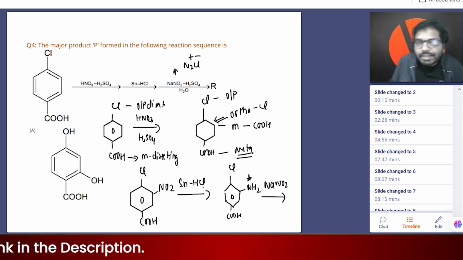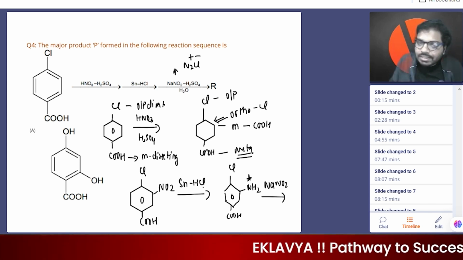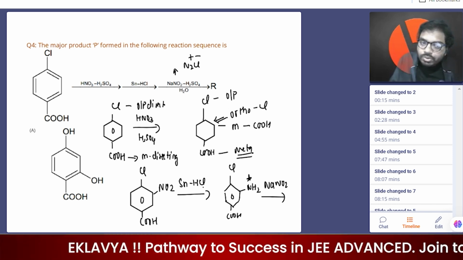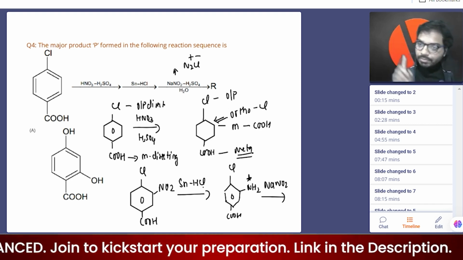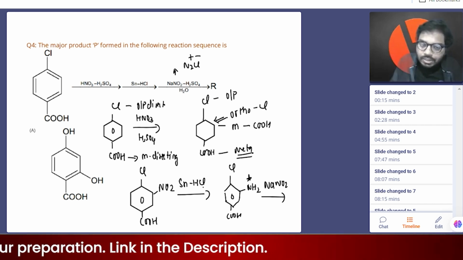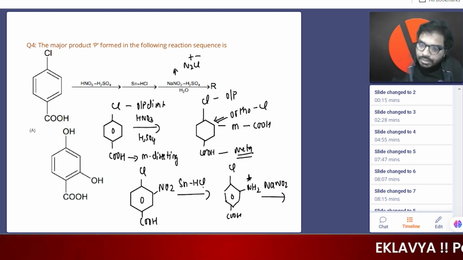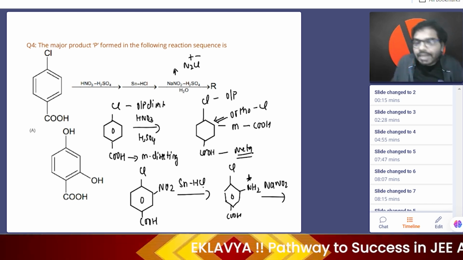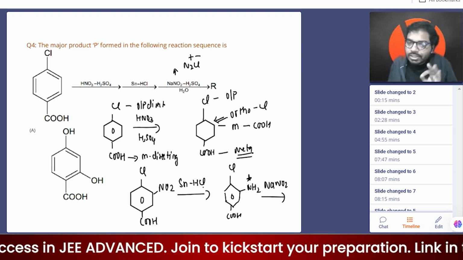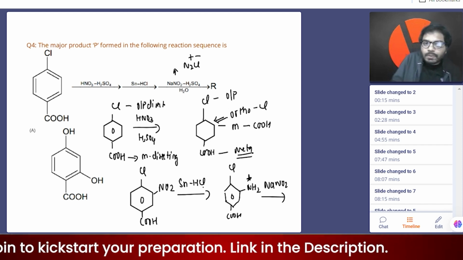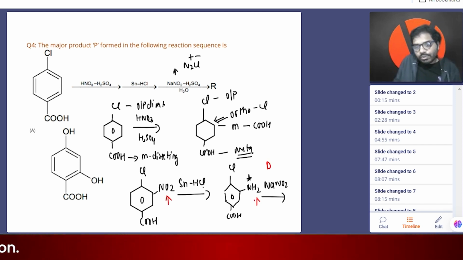So what will be our final product? I will explain it once again. So HNO3, H2SO4 nitration is going on. As chlorine is ortho-para directing, this is the ortho position for the chlorine, and the same is the meta position for the COOH, as COOH is meta directing. So at this particular carbon position, the NO2 group will add first, and after that, with Sn/HCl, reduction of NO2 will occur. So NH2 will form. Okay, NH2 will add here.